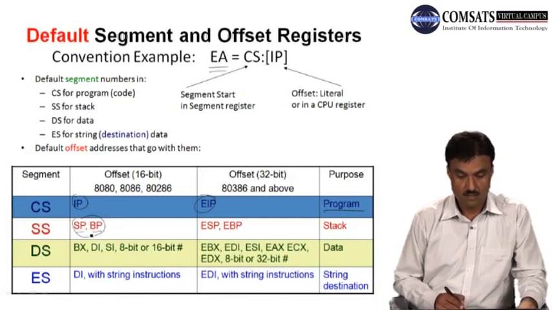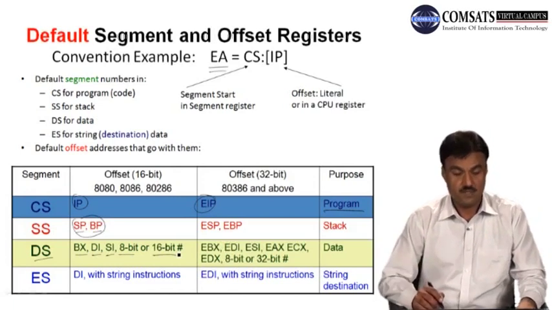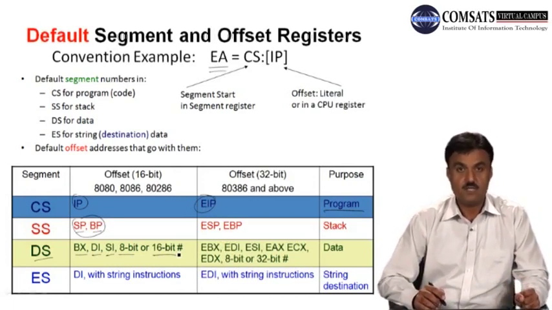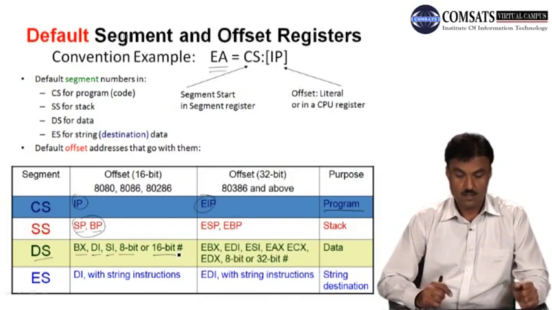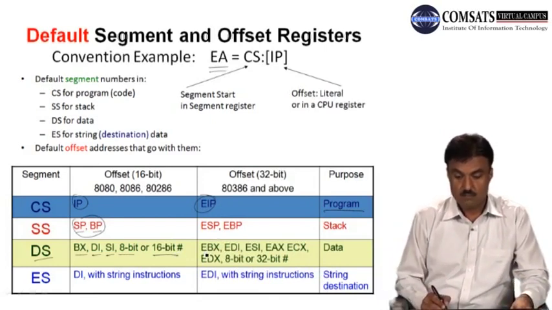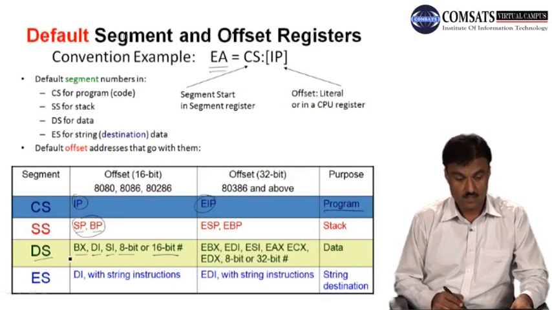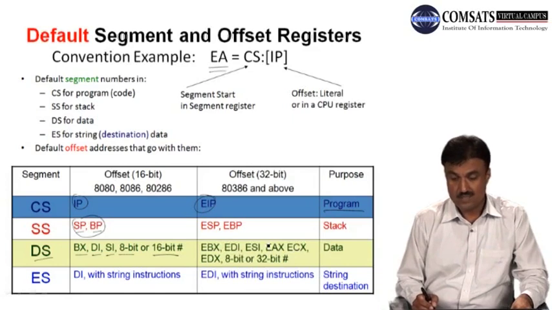They are being used for the offset, and then for the data segment, we can use BX, DI, SI, and an 8-bit or 16-bit number. So it is possible that we can use BX, DI, SI, or any 8-bit or 16-bit value to access data. Here the same 8-bit or 32-bit values can be added directly with the data segment. Those values can be like EBX, EDI, ESI, EAX, ECX, EDX, and so on. Either these register values can be used as offset, or any constant can be used as offset.